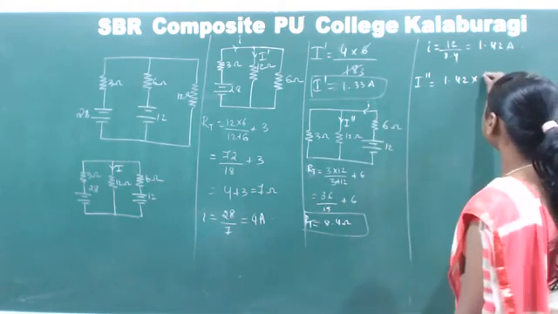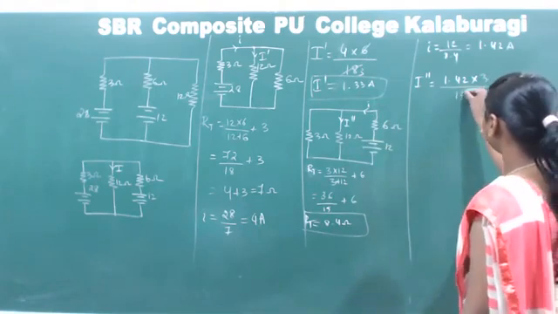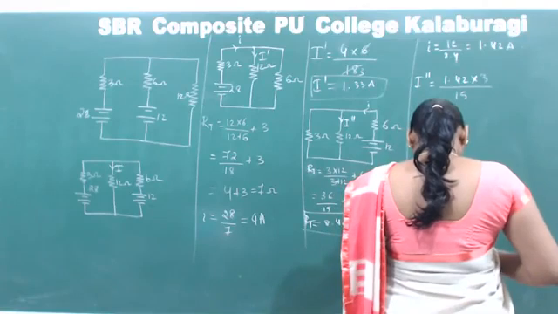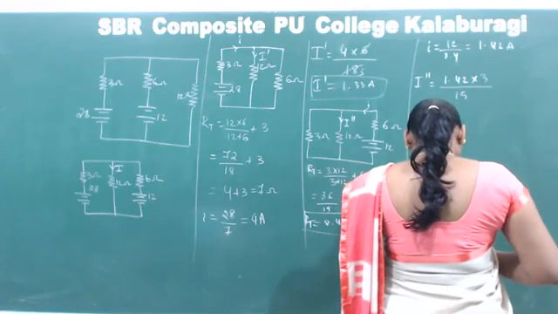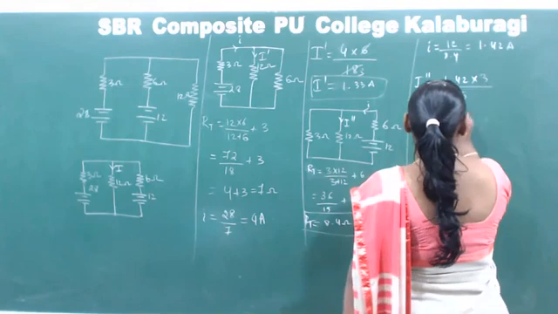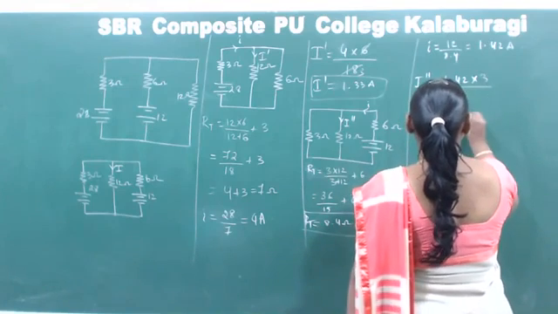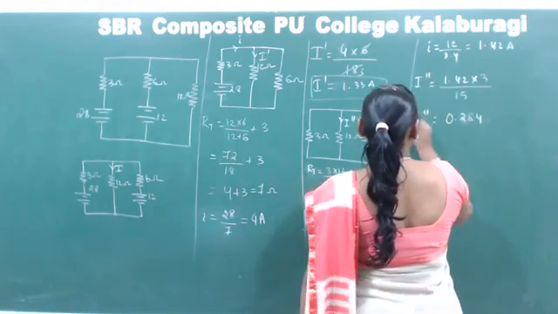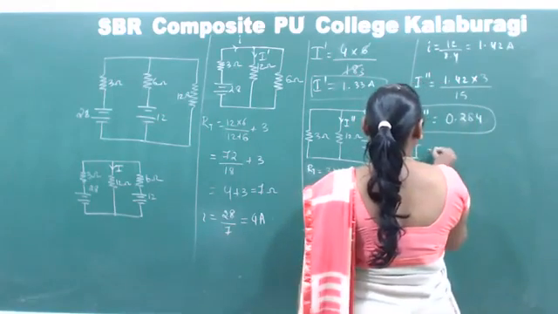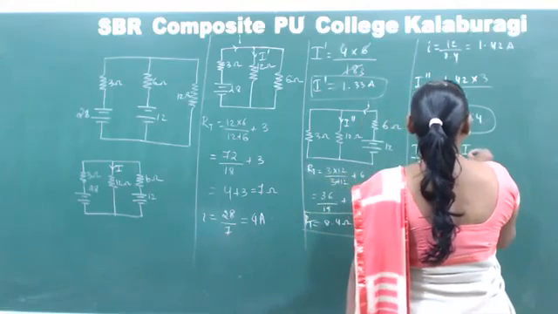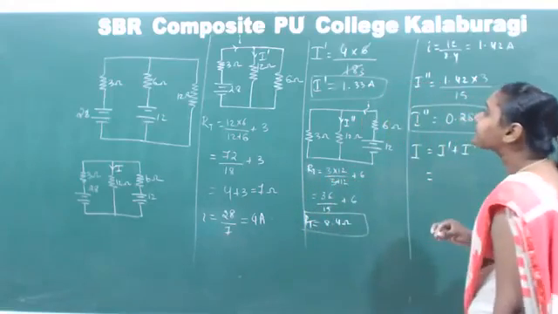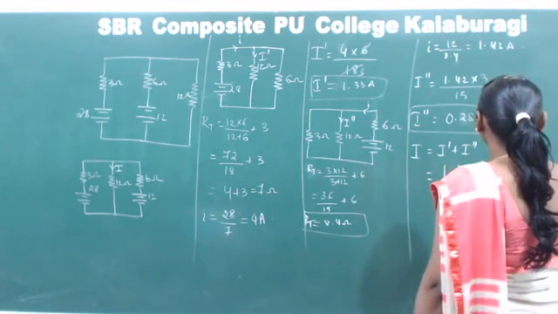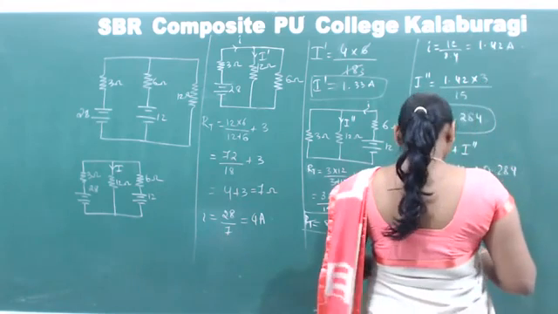Now current I double dash is given by 1.42 into 3 divided by 15, that is 0.284. This is I double dash. Right? So now total I is equal to I dash plus I double dash, and that is given by 1.33 plus 0.284.